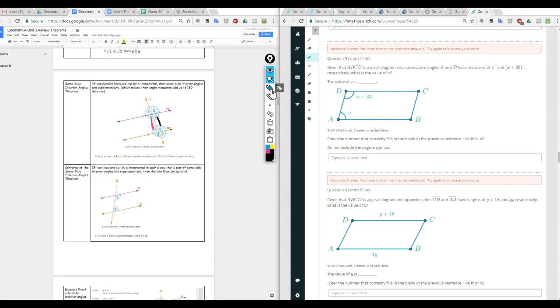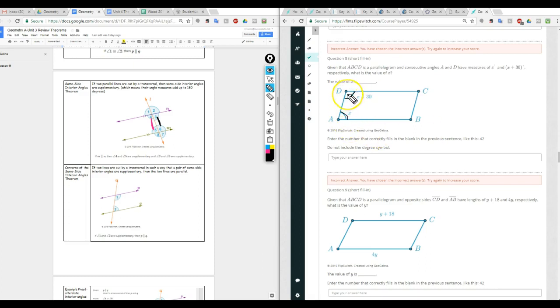Okay, first question we have to ask ourselves is, what angles are they talking about, or what side lengths are they talking about? And they are talking about angle A, which is x, and angle D is represented by x plus 30. So that's the first question to ask ourselves. What angle or side length are they talking about? Second question is, how are these angles or side lengths related?